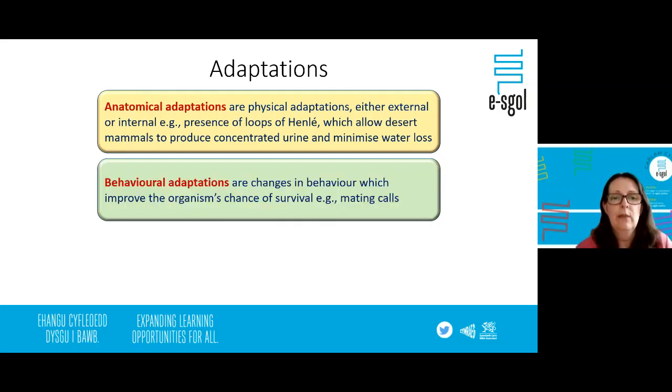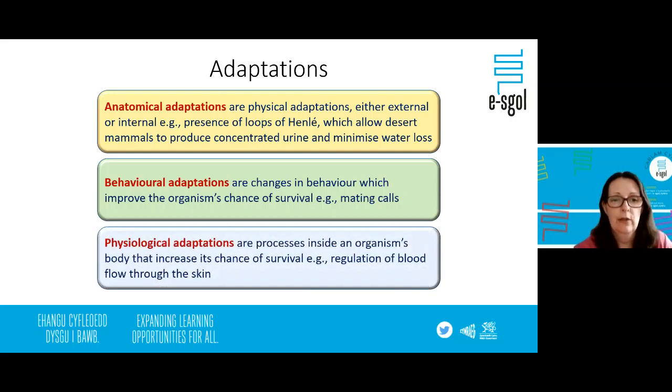Also, there are adaptations related to behaviour, and this is when it may enable an organism to survive better. And if that is the case, then those organisms are able to breed and pass on that genetic information to the next generation. So it could be a change in behaviour. So if a mating call is a change in behaviour, that then means that organism is able to mate and pass on that information to the next generation.